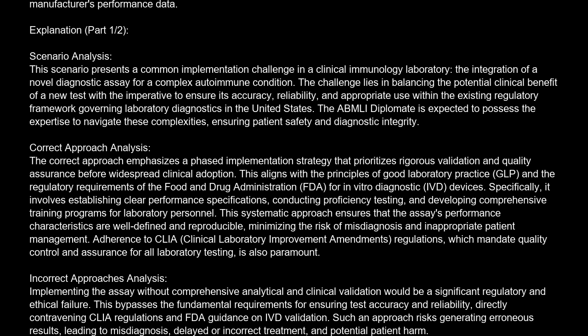Implementing the assay without comprehensive analytical and clinical validation would be a significant regulatory and ethical failure. This bypasses the fundamental requirements for ensuring test accuracy and reliability, directly contravening CLIA regulations and FDA guidance on IVD validation. Such an approach risks generating erroneous results, leading to misdiagnosis, delayed or incorrect treatment, and potential patient harm.